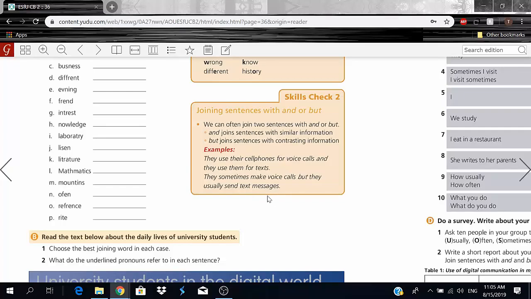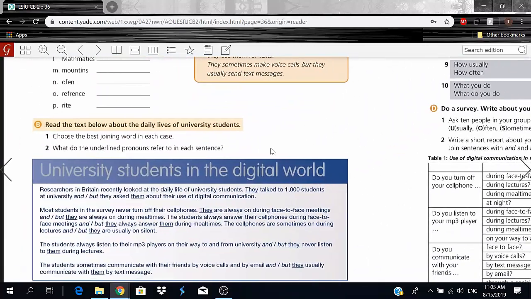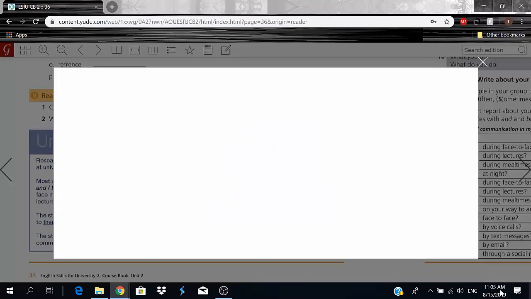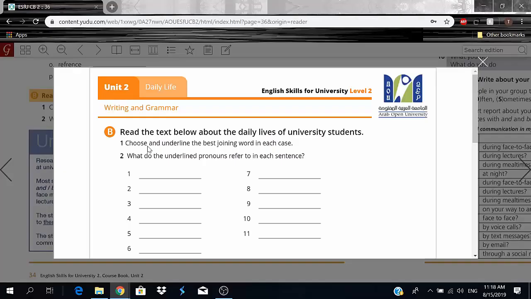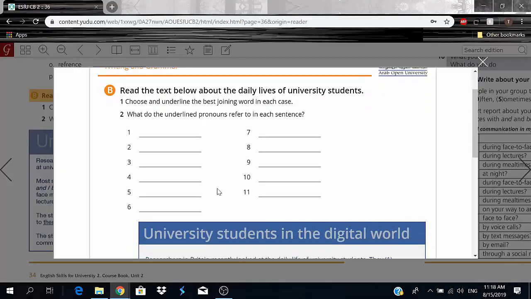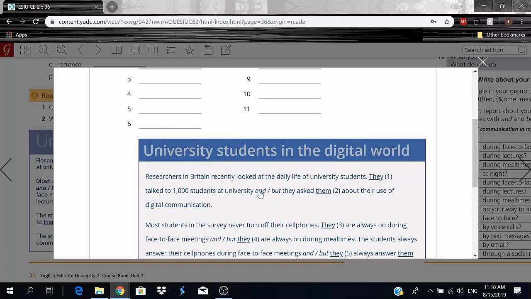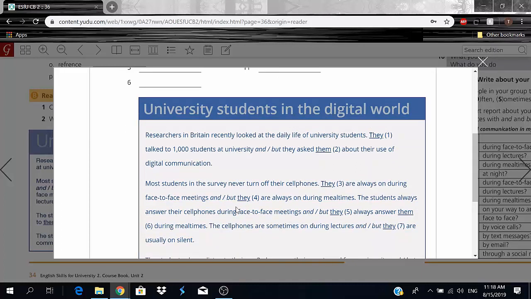Now let's hop into exercise B. So read the text below about the daily lives of university students. Okay? Now let me actually open this here. So here we have choose and underline the best joining word in each case. So I'm guessing this is going to be an exercise based on using but and. Yes, and that's true. We have and or but for different sentences throughout the text, and we're going to have to choose which one is better fitted or better suited for the text.